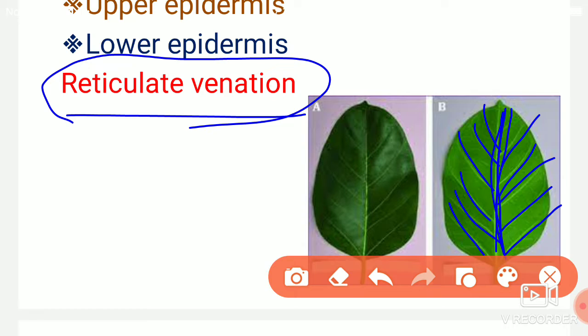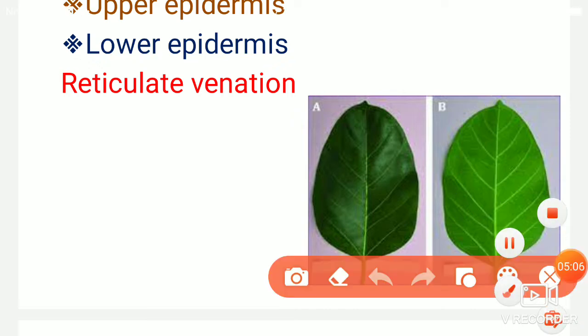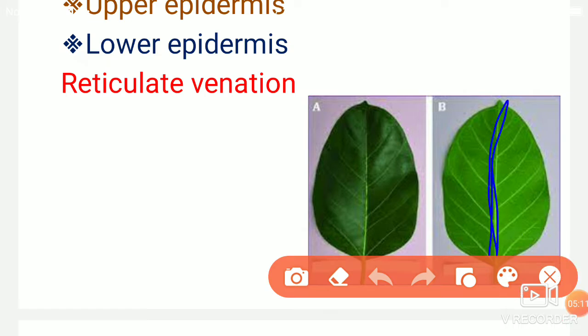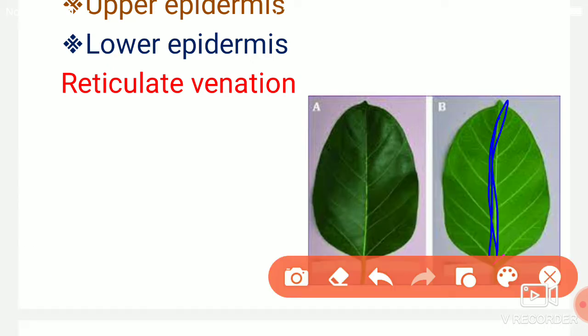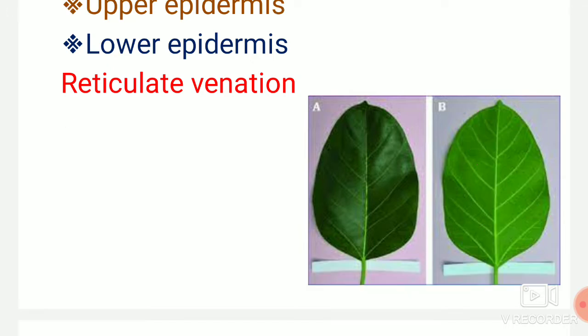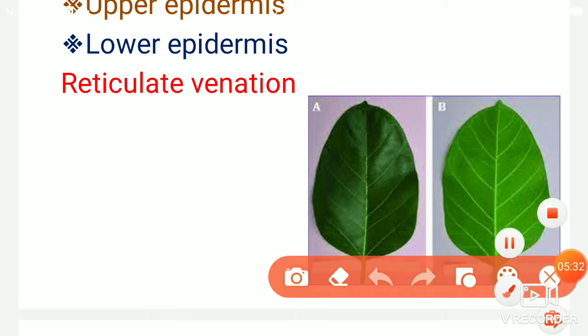The reticulate venation consists mainly of the main vein, and you can see the main vein here, and there are branches. These are called veinlets. This type of arrangement of veins and veinlets we call reticulate venation. So the dicot leaf has reticulate venation.